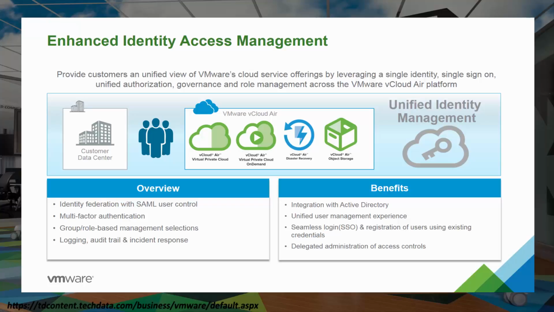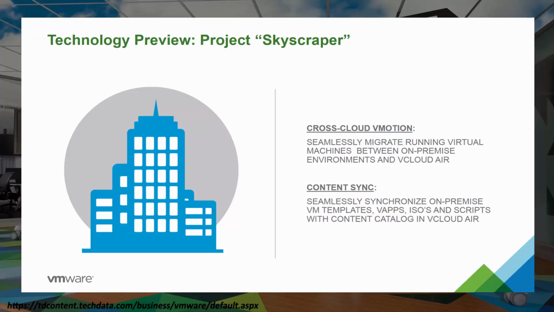So again, it allows you to be more secure and have one security model between both your on-premise data center and your vCloud Air instances. VMware revealed a technology preview of Project Skyscraper that you might have heard about at VMworld. It's a new set of hybrid cloud capabilities for VMware vSphere that will enable customers to confidently extend their data center to the public cloud and vice versa by seamlessly operating across boundaries while providing enterprise-level security and business continuity.